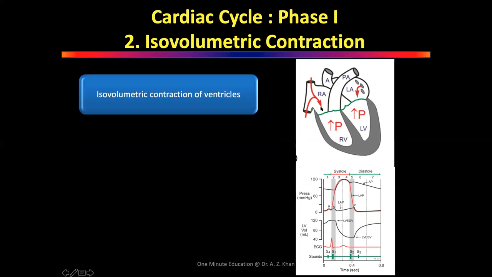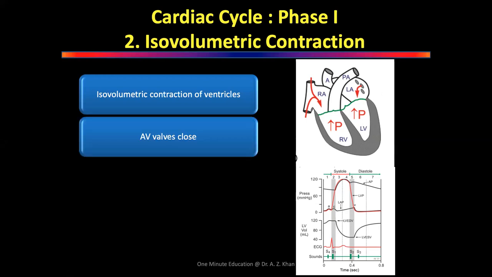The next step is that the valve will close. Then the action potential spreads from the bundle of His down to the left ventricle, and the muscle starts to contract. I'm going fast now to tell you the cycle. The mitral valve and the aortic valve are still closed. The ventricle is contracting, the volume in the ventricle remains the same, and the pressure suddenly starts to rise. This is called isovolumetric contraction of the ventricle.